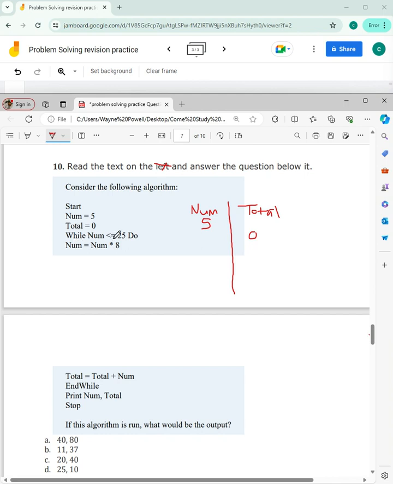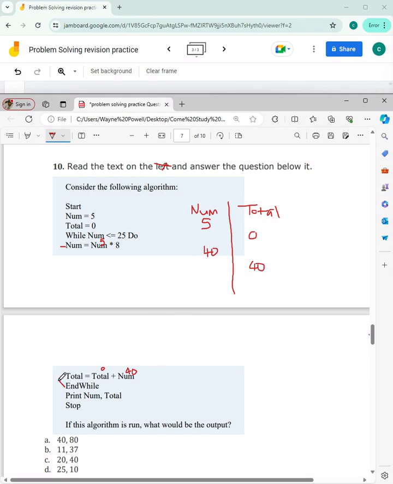While num is less than or equal to 25, is num less than or equal to 25? Yes. So we're going to say now that num is equal to num times 8, which is 5 times 8. 5 times 8 is 40. Next line, total is equal to total plus num. So total is 0 at this stage, and num is 40. So total becomes 40.